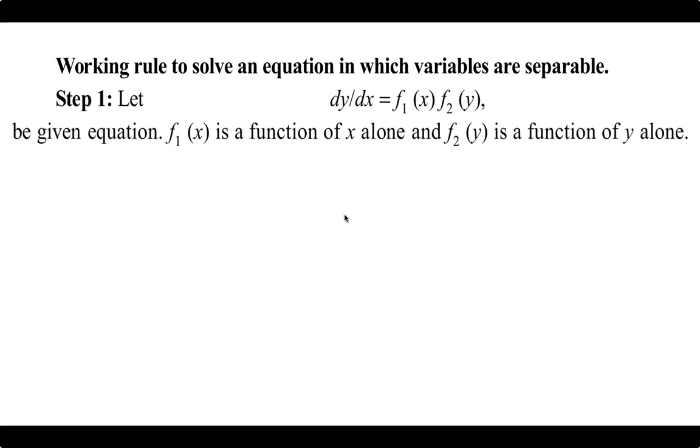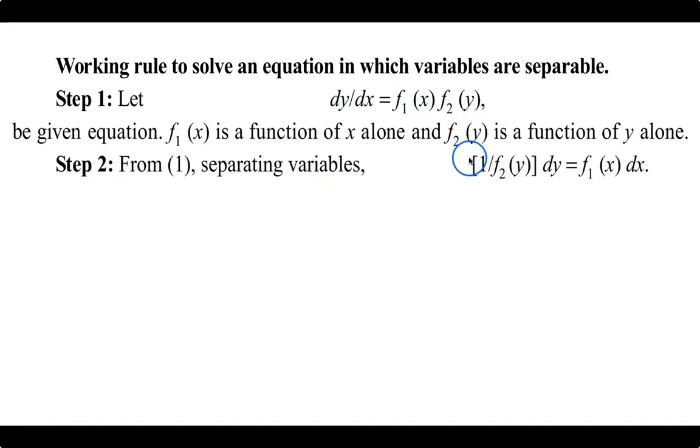First step is to express the given equation in the form dy by dx equal to a function of x into a function of y. Then we can rearrange the terms of our equation in the following form: 1 by f2 of y into dy equal to f1 of x into dx. Note that on the LHS y and dy appear, and on the RHS only x and dx are placed.